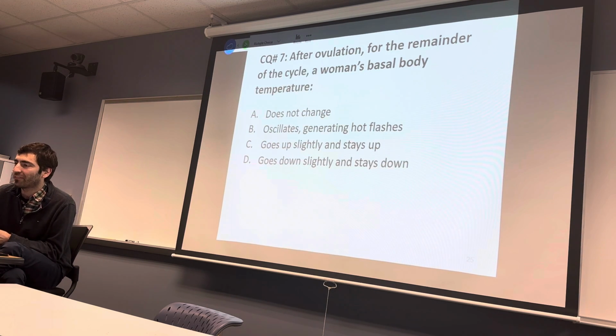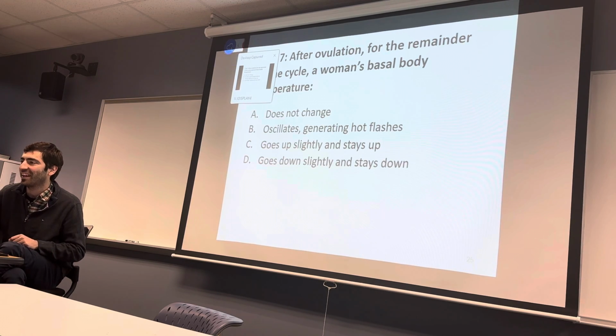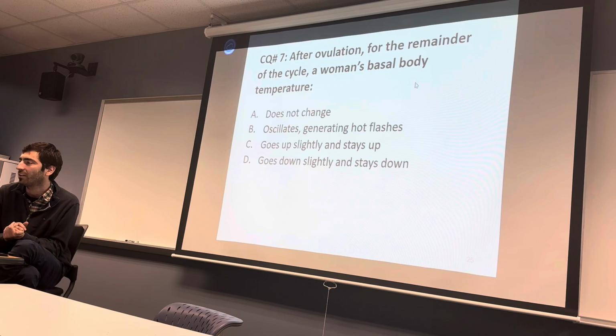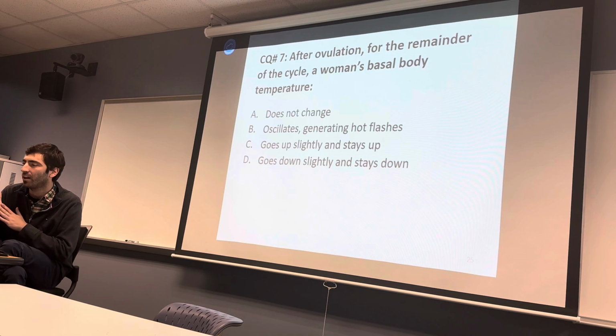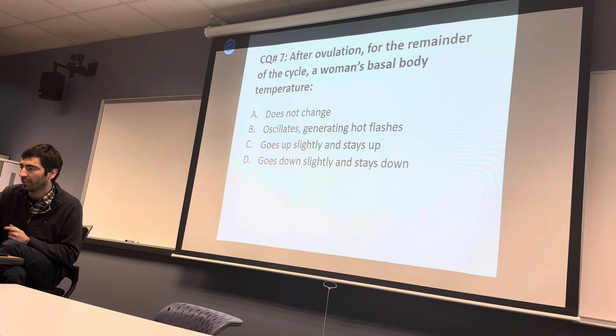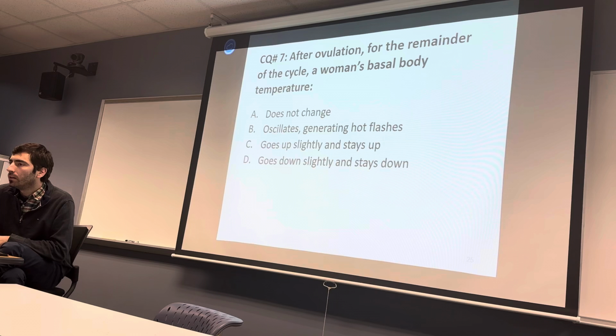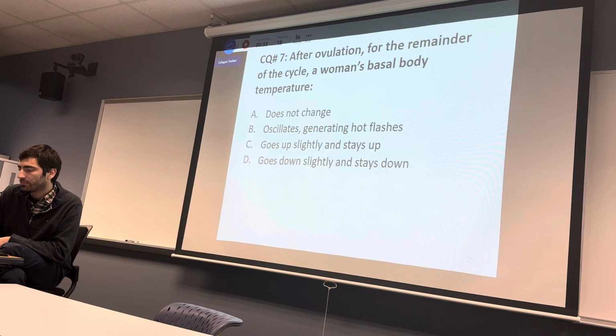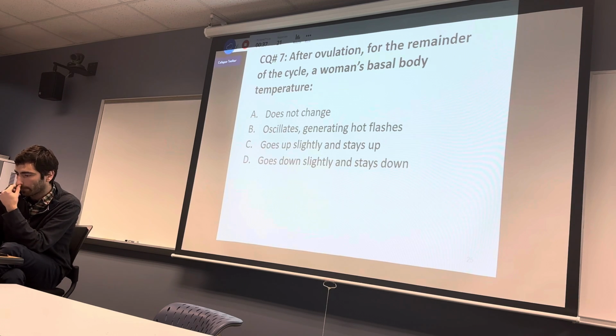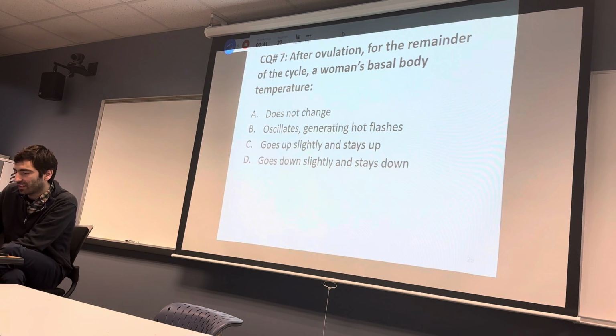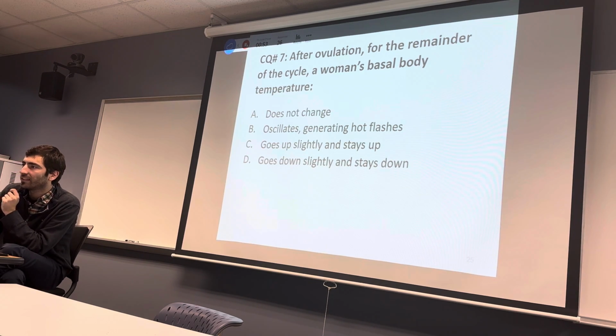I assume everyone was listening, but just to check, we'll ask this clicker question, literally what I just said. After ovulation, for the remainder of the cycle, a woman's basal body temperature does what? Doesn't change at all, oscillates, generating hot flashes, goes up slightly and stays up, or goes down slightly and stays down. About 10 seconds. Finalize your answers.